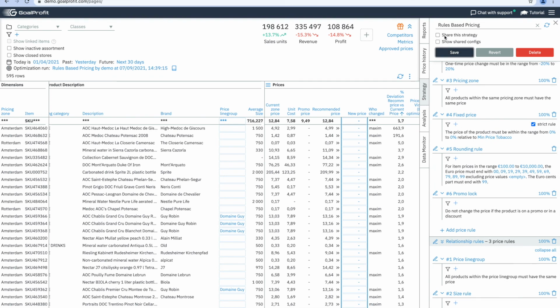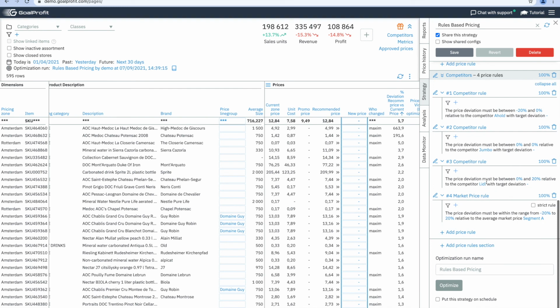We can also share this strategy with other users. For example, if we're in charge of wine or another category, and we want to share our pricing policy with another category manager or pricing analyst, we can share it, so they can see the strategy as well. And that's it. If we want to run optimization, I mean, if we want to change prices to get recommendations according to this pricing policy, we just click on the button optimize, and you see that the system starts optimization.